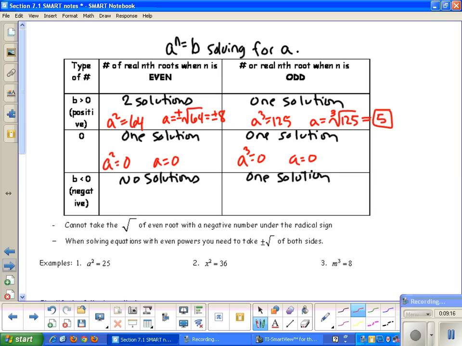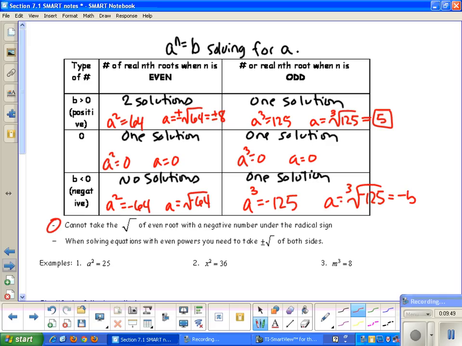And then for this next one, we have a squared equals negative 64. So when you solve using your square root, a is equal to the square root of negative 64. Remember, we said we can't take the square root of a negative number, which is what this says right here. So that means there's no solutions. But we can take the odd root of a negative number. So in this case, I have a is equal to the cube root of negative 125, which is going to be equal to negative 5. And again, you can use your calculator to find that.